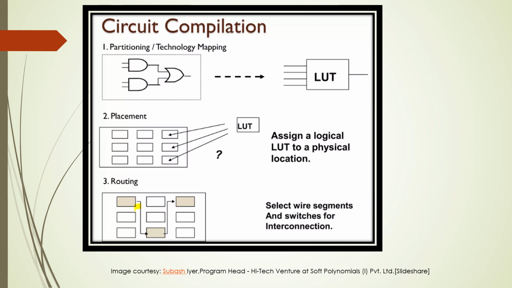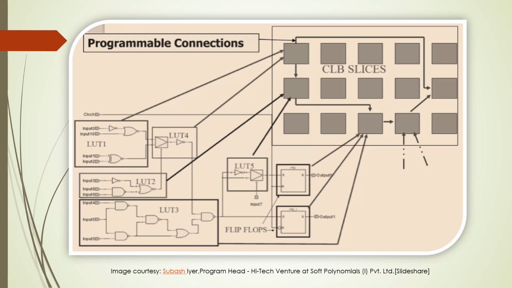This is the routing process. You can see how they are connected and how they are interconnected. The wire segments and switches, all things are represented in routing, are done in routing. Now, further programmable interconnections are done after that. We already have done the configurable logic blocks. And then what we do is the further interconnections or routing process, and we finish the design.